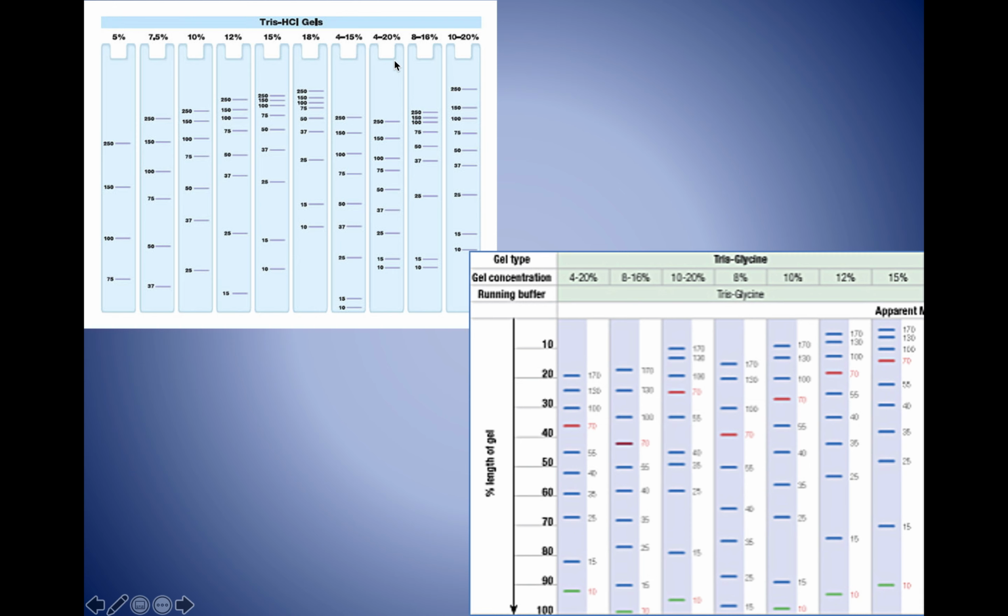For example, if you have around 15% and you compare it to 4 to 15%, you can see how the marker separates. Over here, the 250 is a bit above. Over here, the 250 kilodalton is a bit lower, and it is good if you want to separate your lower size or smaller size proteins. So you can actually see the differences and make your choice before you make it yourself or before you purchase.